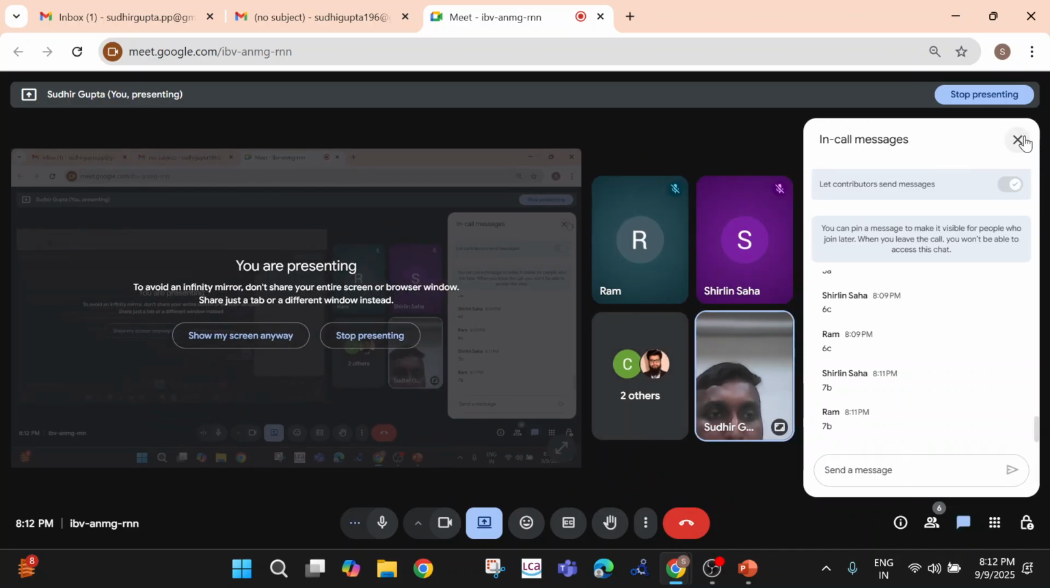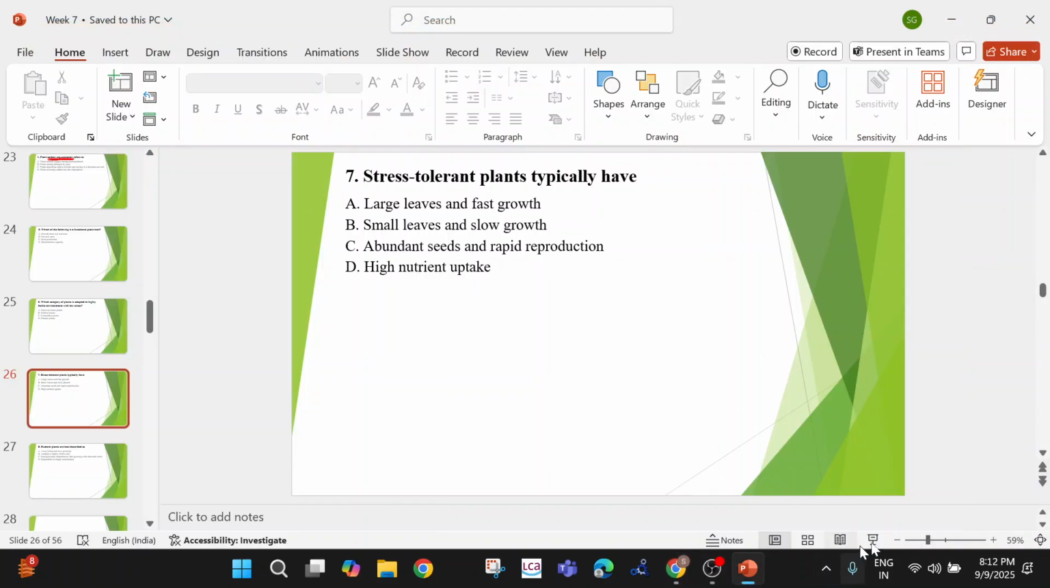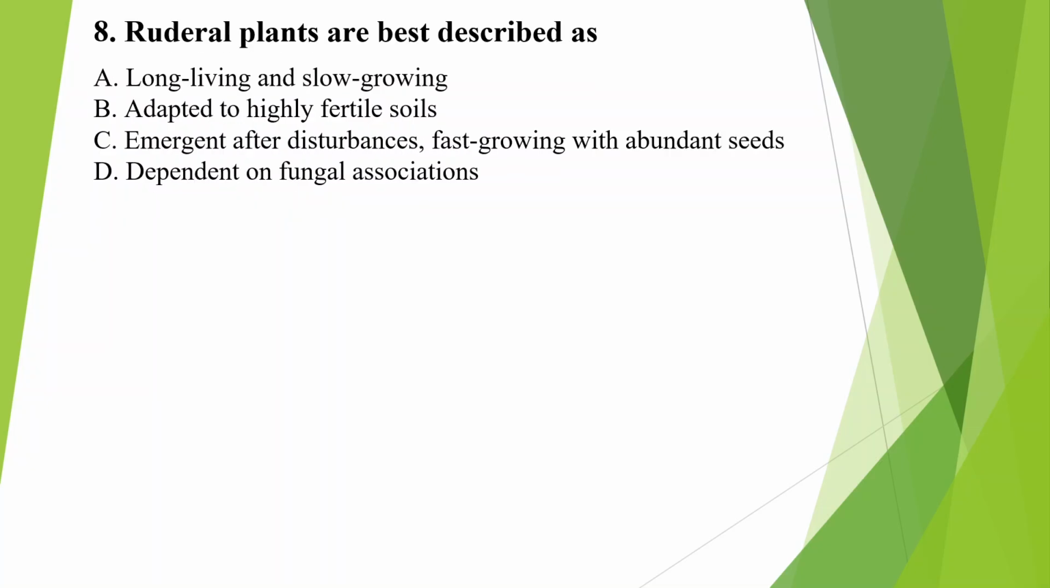7B, as I can see, many of you have answered. So B is the correct answer. These stress tolerant plants, they adapt to the harsh conditions like drought or sandy soils with small leaves and slower growth and longevity. That's why option B was the correct answer, and all of you have answered it correctly. So let's move to the next question then rapidly.